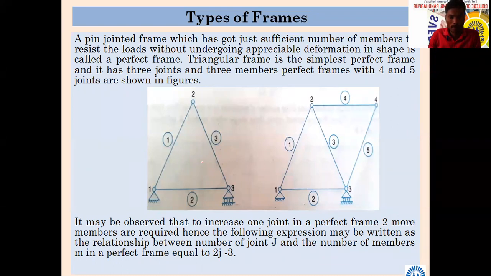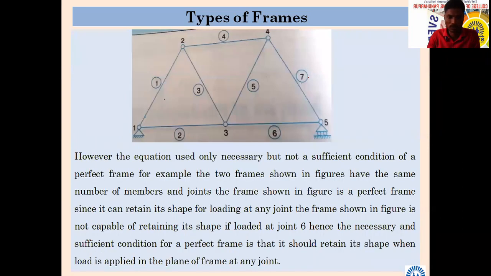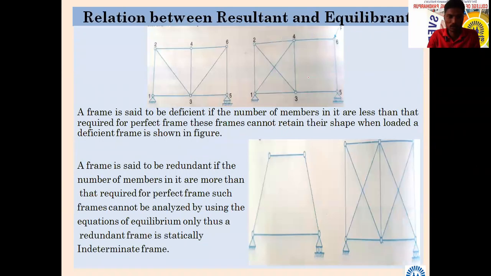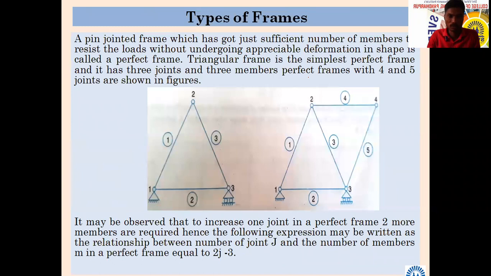A pin joint frame which has just a sufficient number of members to resist the loads without undergoing appreciable deformation in shape is called a perfect frame. So the types of frames are three: perfect, redundant, and one more. Perfect, redundant means the number of members is not sufficient. We will see, it will come. So the first one is perfect frame.